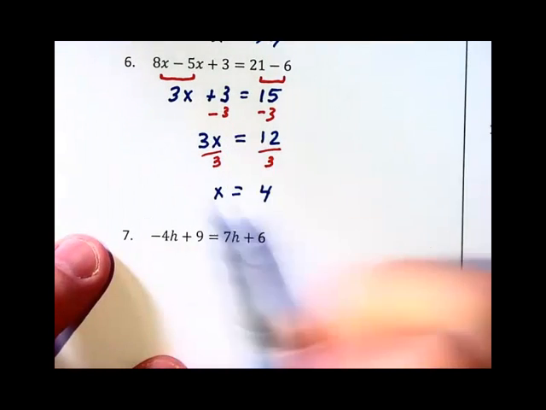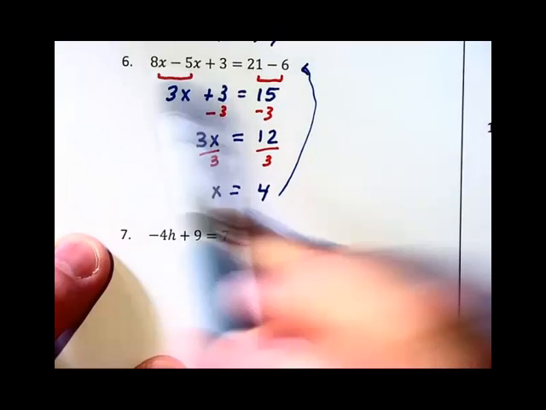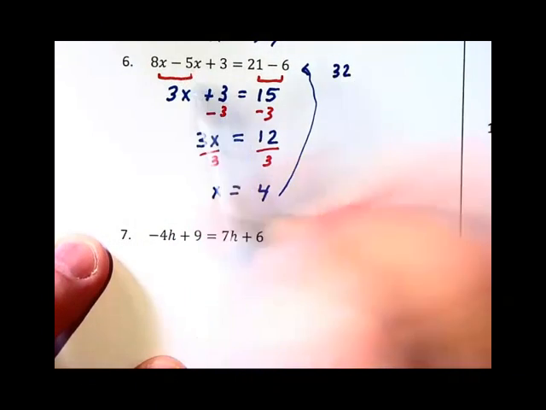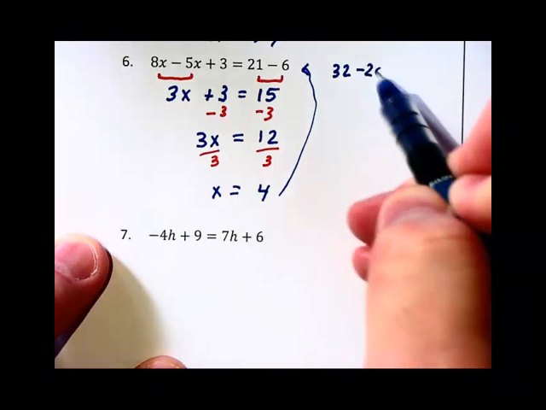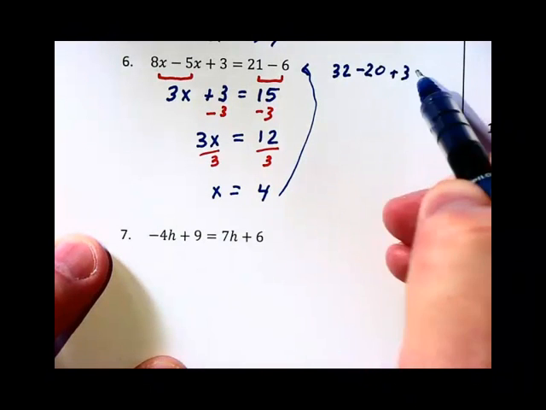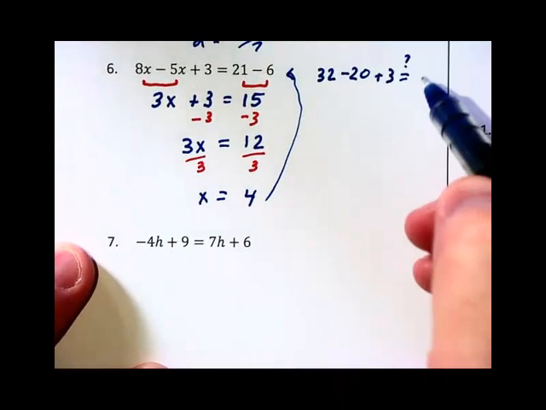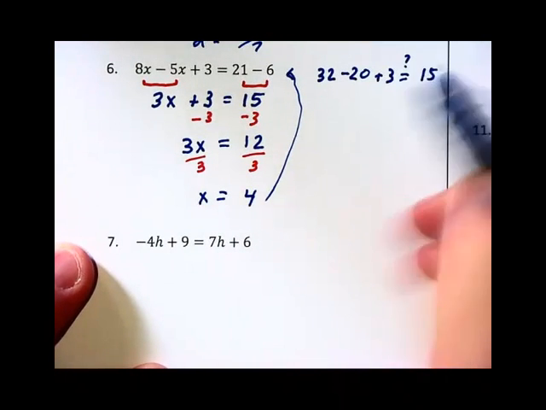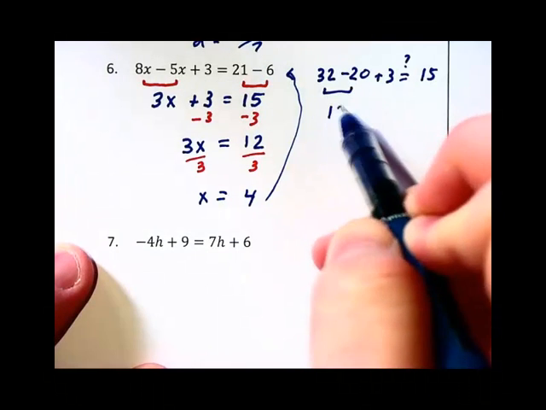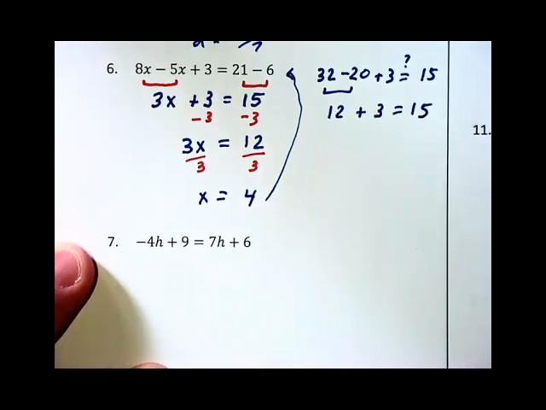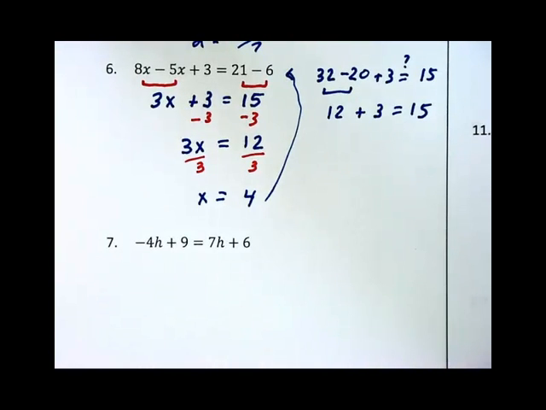Notice if we substitute it into that top line there, 8 times 4 makes 32. 5 times 4 is 20, so minus 20 plus 3, we're checking, is that, question mark over our equal sign, equal to 21 minus 6, which is 15. This becomes 12 plus 3 equals 15, and you can see that indeed 4 is the solution to that equation.